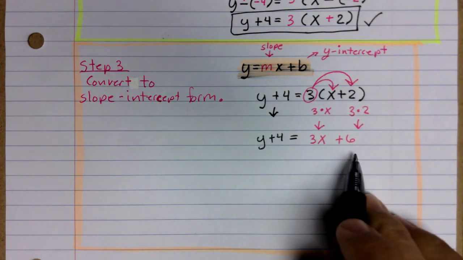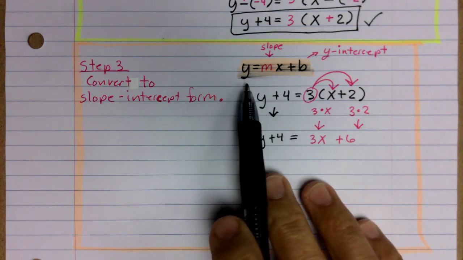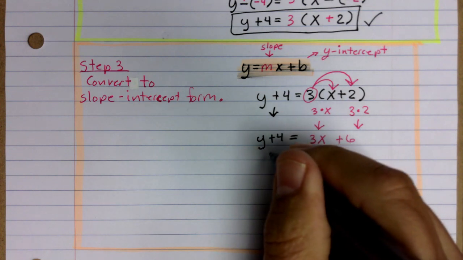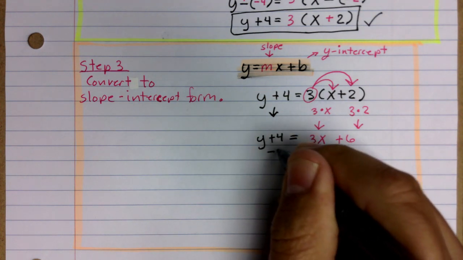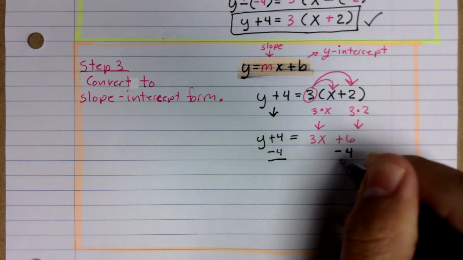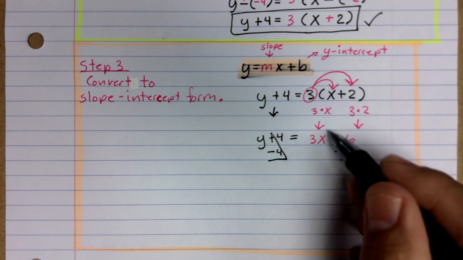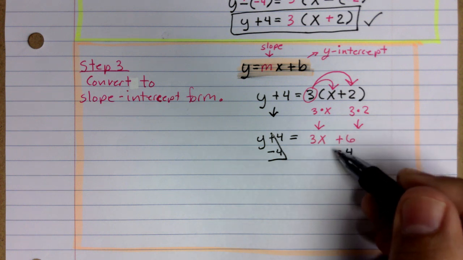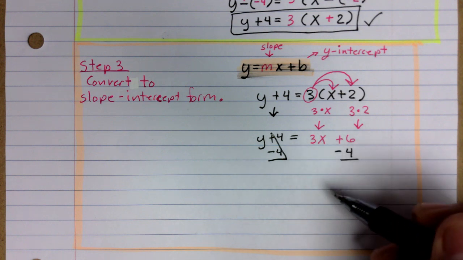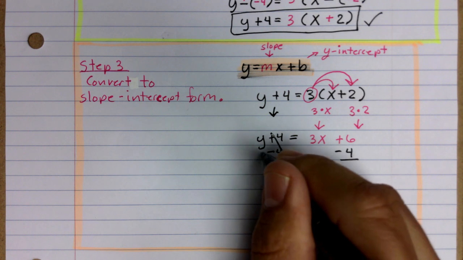So we're almost done here. It's almost in slope-intercept form, where it looks like y equals mx plus b. But to get y by itself, we got to move this 4 over to the right. So I'm going to use inverse operations. Instead of adding 4, we do the opposite, which is subtracting 4. And we'll do that on both sides. Now I want you to notice that I did not subtract the 4 from the 3x. I'm simply subtracting it from this constant, which is +6. You cannot subtract terms that are not alike. So that's why we're just subtracting it from this other constant value.